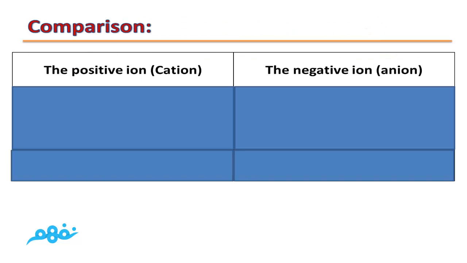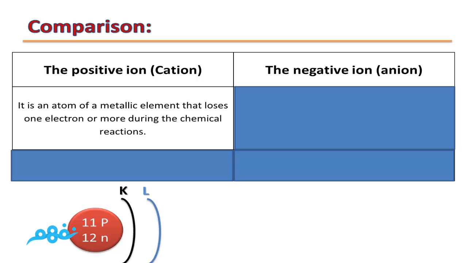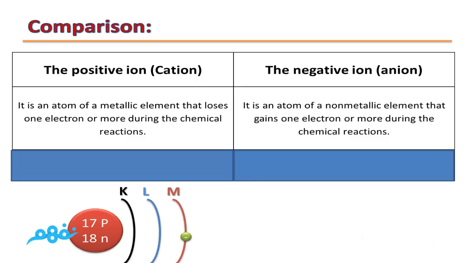Now let's compare between positive ion and negative ion. Positive ion, it is an atom of a metallic element that loses 1 electron or more during chemical reactions. For example, if we have a sodium atom, during chemical reaction it will lose its outermost electron. What's meant by negative ion? It is an atom of a non-metallic element that gains 1 electron or more during the chemical reaction. For example, if we have a chlorine atom, it will gain 1 electron, so its outermost energy level will be filled with electrons.